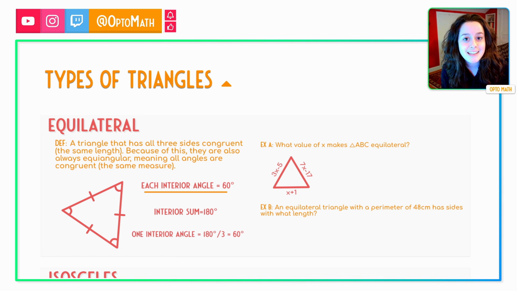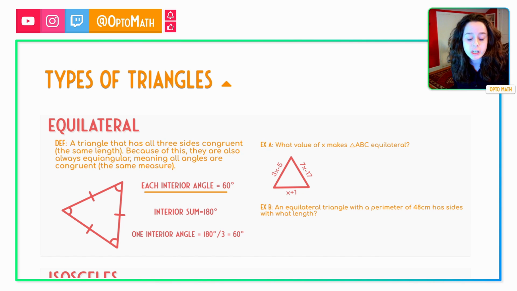So let's go ahead and dive into equilateral triangles. First off, we have a definition. An equilateral triangle means it's a triangle that has three congruent sides. So all three sides are the same length. Because of this, it forces all three angles to also be congruent, meaning they have the same measure.